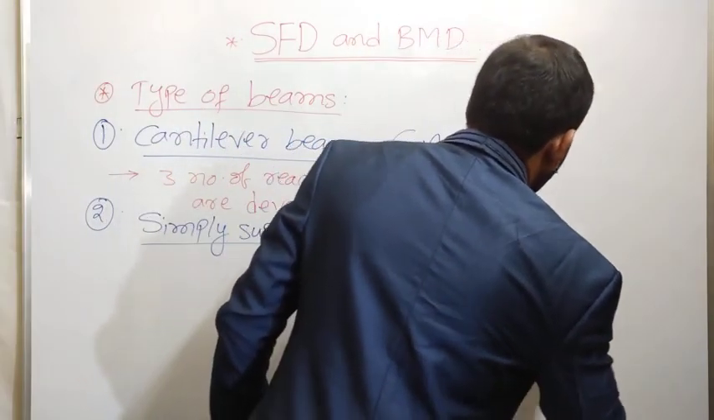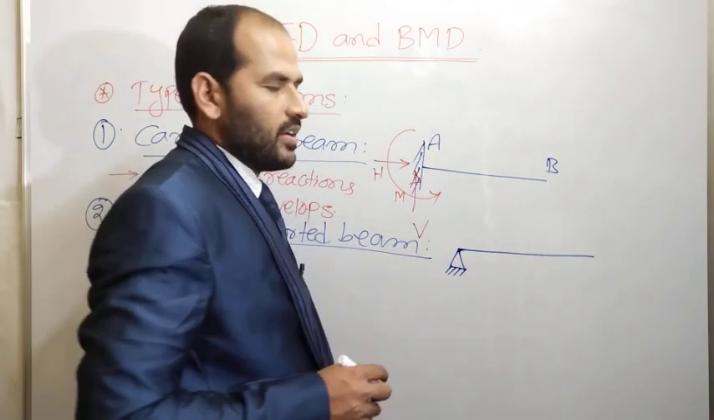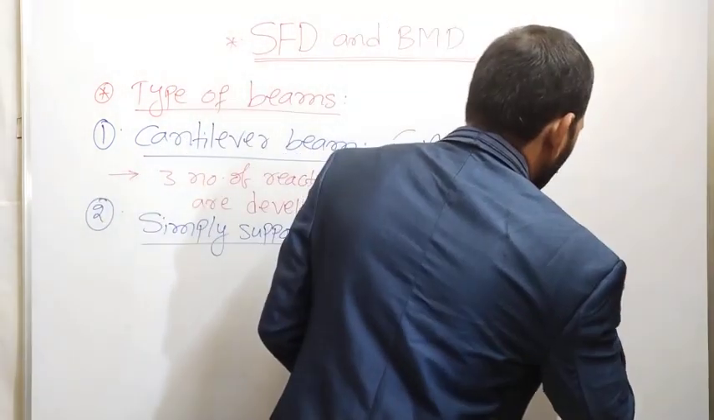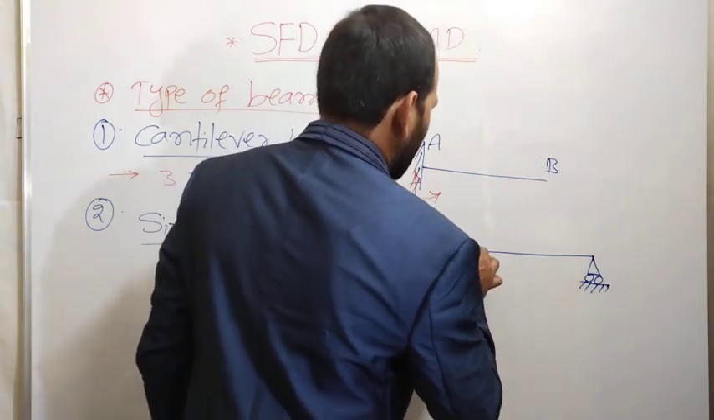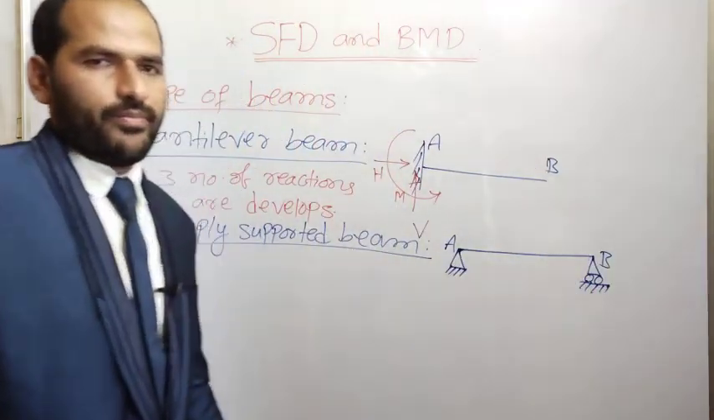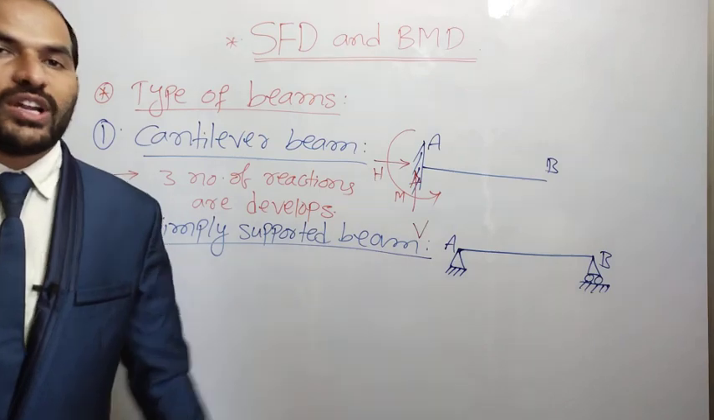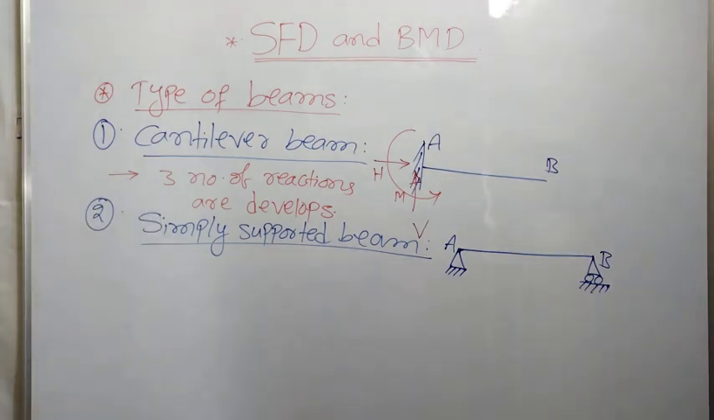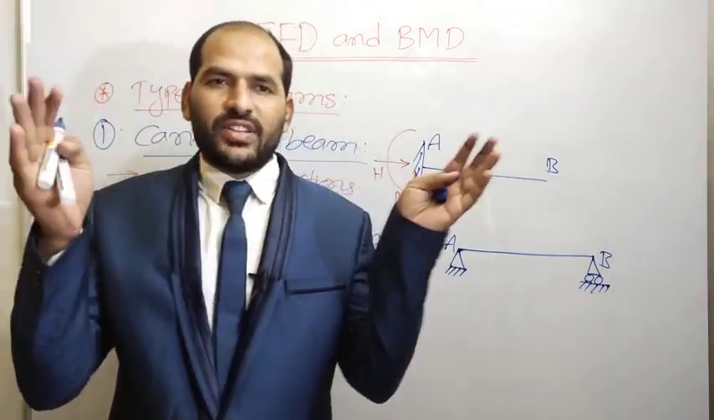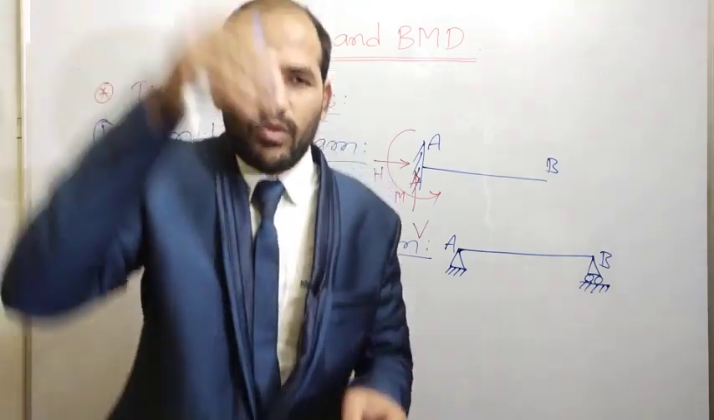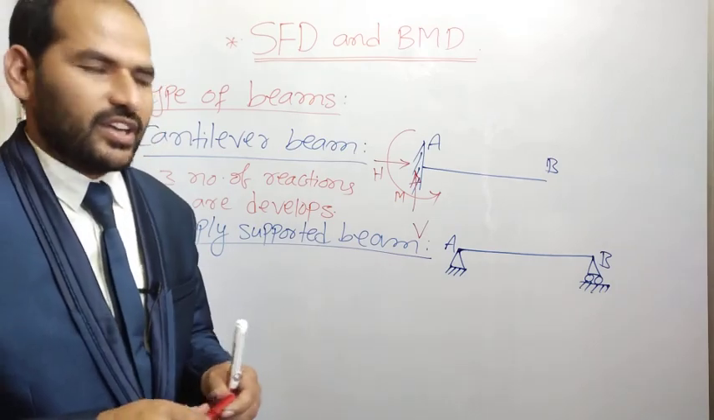In the simply supported beam, one side is a pin or hinge support, and the other side is a roller support. This is support A, and this is support B. Why do we provide the roller support on one side? Due to temperature variation and the application of load, expansion and contraction occur.